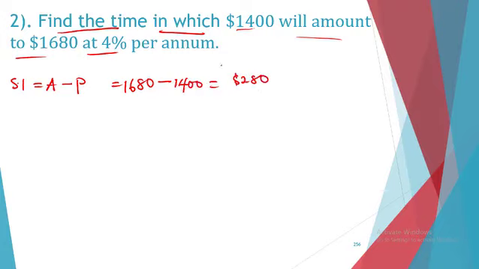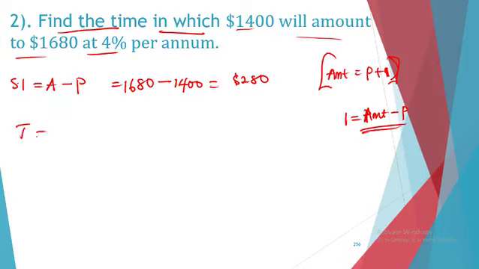280 US dollars. Remember, I told us when we were starting that amount is equal to principal plus interest, right? But now we are trying to make the interest the subject of the formula, so simple interest will be equal to amount minus principal. That's how we got this A minus P, in case you are confused. And at this point we've gotten our simple interest.